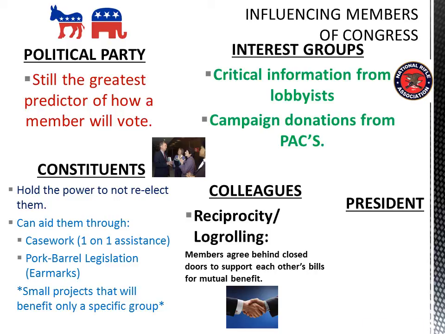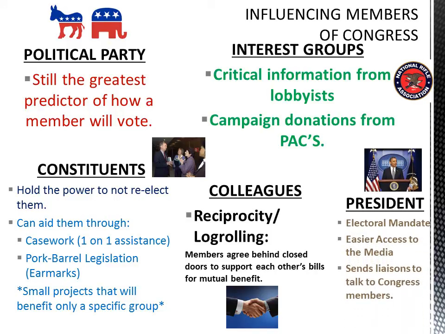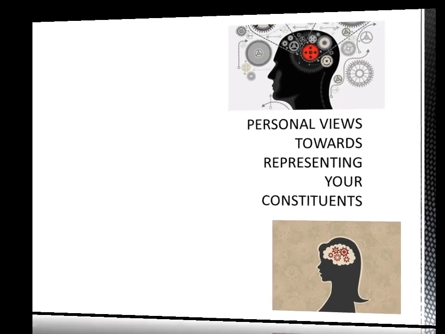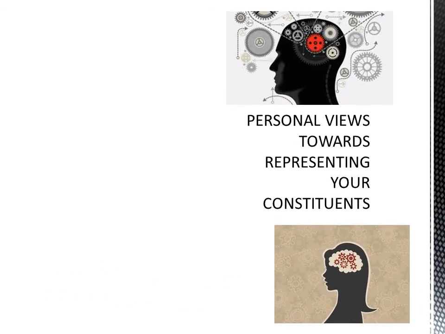The President also holds weight with their vote, as the President has the electoral mandate from the people supporting him and has easier access to the media and can send liaisons from the White House to try to confer with members of Congress. Finally, the way that a member of Congress chooses to represent their constituents has a lot to do with their own personal views on why they were sent to Congress in the first place. This will ultimately determine the way that they're going to vote on most pieces of legislation.